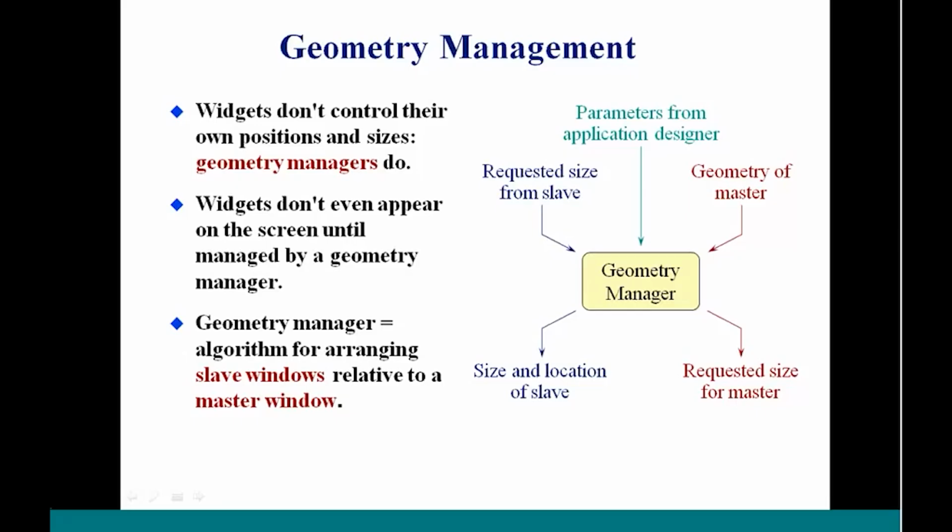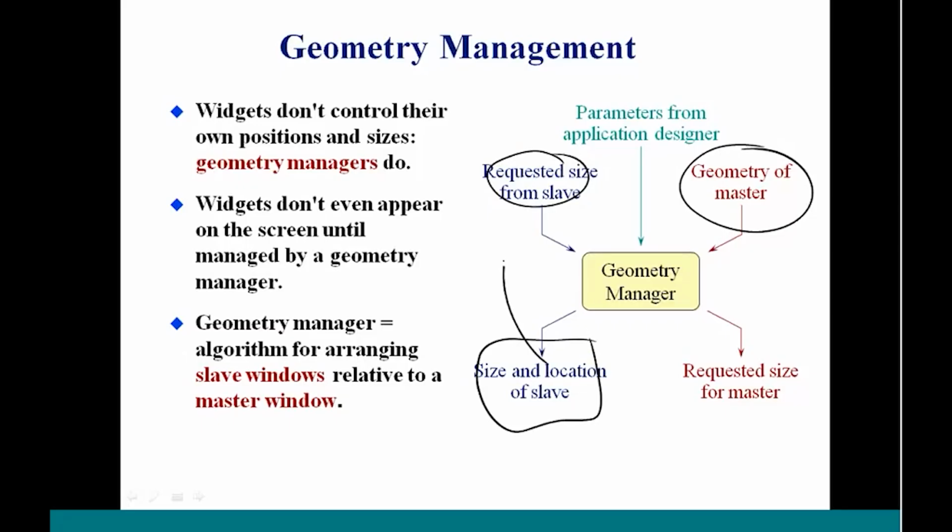So on the right hand side there is a picture showing how it works. We get the parameters from the application designer into the geometry manager. We also get the requested size from the slave, and then we also know the geometry of the master from looking at the window. Now the geometry manager provides the size and the location for the slave, and it also provides the requested size for the master.